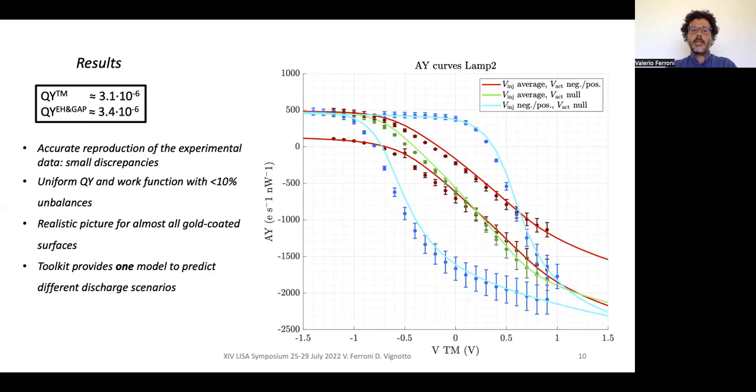And this is consistent with a realistic picture of our sensor, because almost all the surfaces are gold coated, so we are already dealing with one material. And so finally, this toolkit with just one model is able to predict different discharge scenarios and will be an available tool for predicting the performances of LISA discharge in flight and testing on ground our discharge strategies. Thanks a lot.